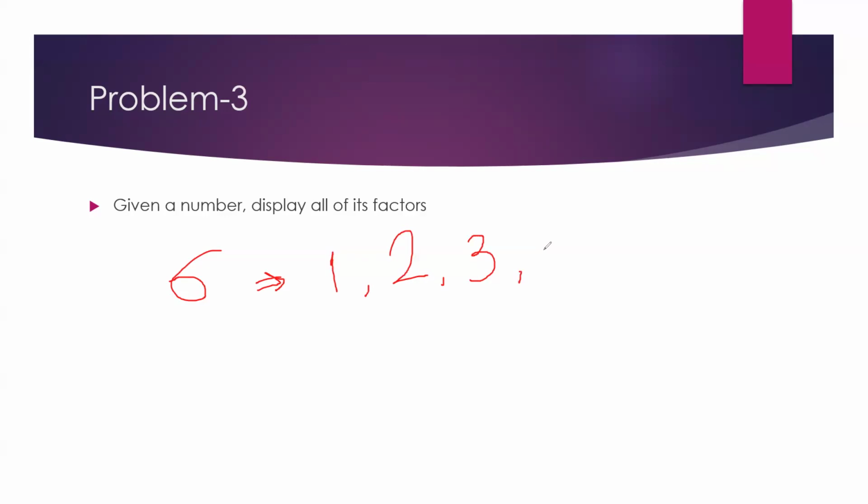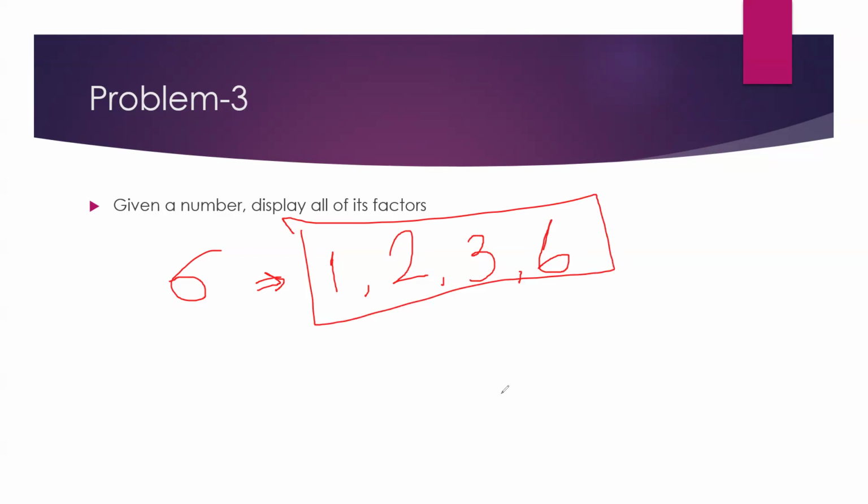No, because if we divide 6 over 4, the remainder is 2. Is 5 a factor of 6? Again, no, because if we divide 6 over 5, the remainder is 1. Is 6 a factor of 6? The answer is yes, because if you divide any number over itself, the remainder is 0. So for 6, the factors are 1, 2, 3, 6.